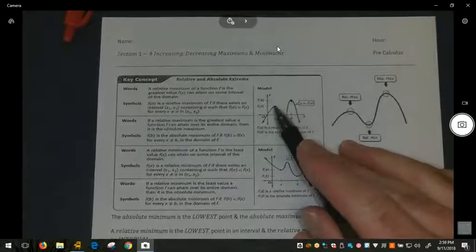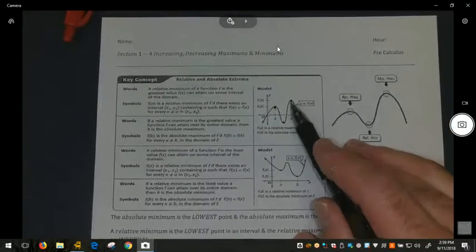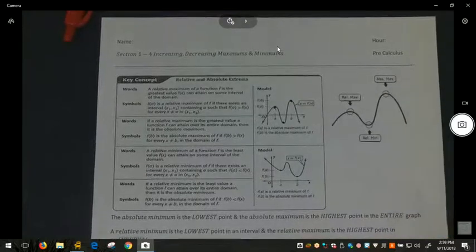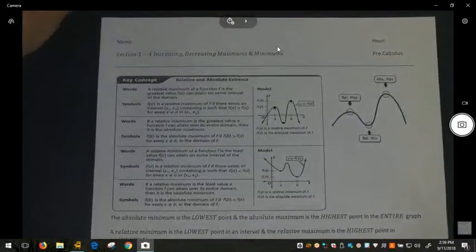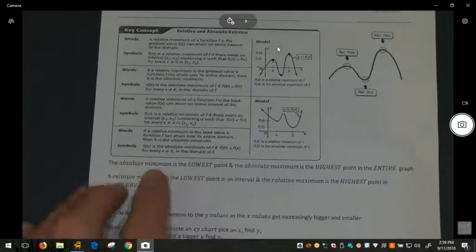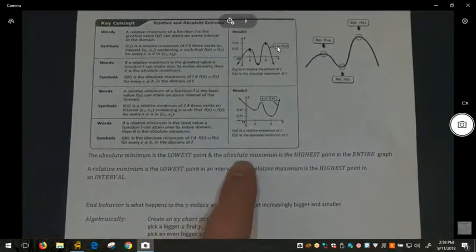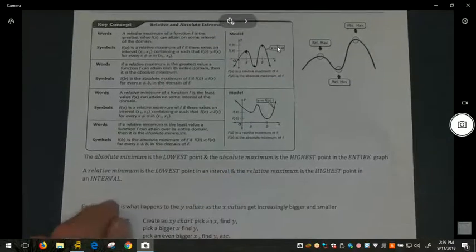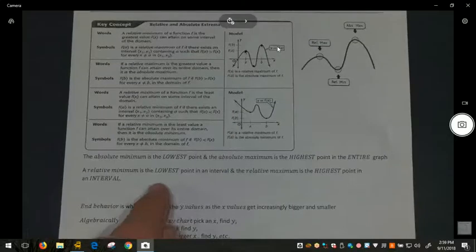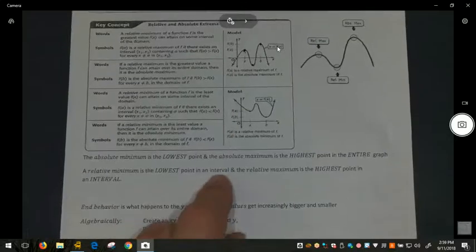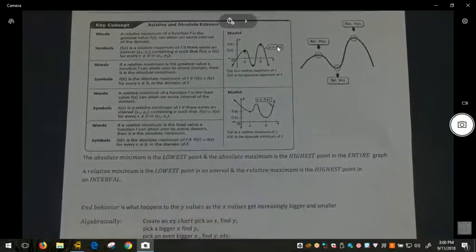So we have two peaks. The highest peak is the absolute. The lower peaks that are not as tall as that are the relative peaks. And the same thing with minimums. The absolute minimum is the lowest point, and the absolute maximum is the highest point on the entire graph. Everything else is a relative minimum or relative maximum, lowest on a recent interval or highest on a recent interval.